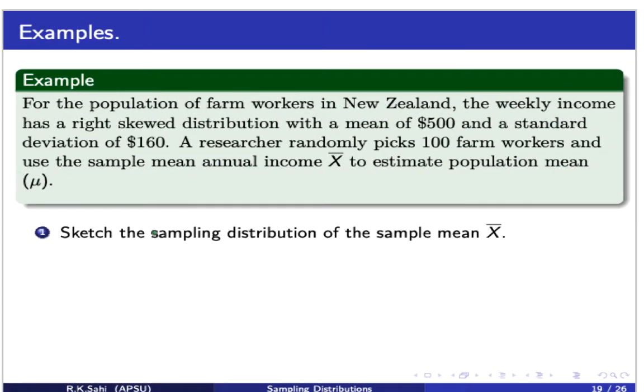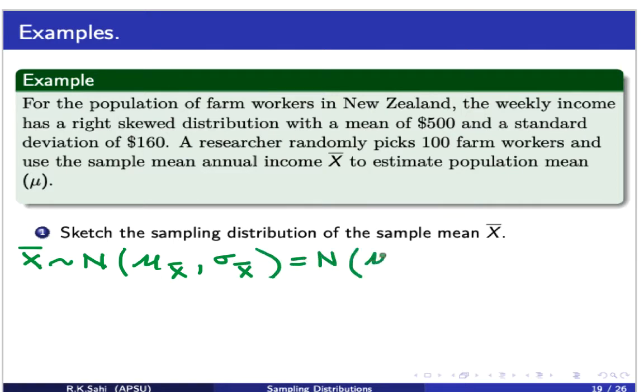So here we would like to sketch the sampling distribution of the sample mean. Now remember, the sampling distribution of the sample mean is a normal random variable with mean given by mu x bar and the standard deviation given by sigma over square root n, which we just have proved. The mean is 500. And we found sigma over square root n to be 16.